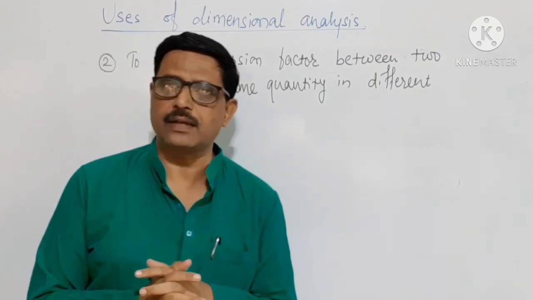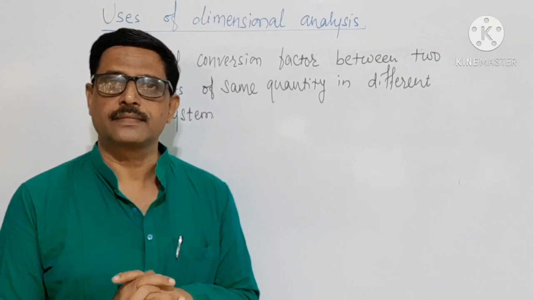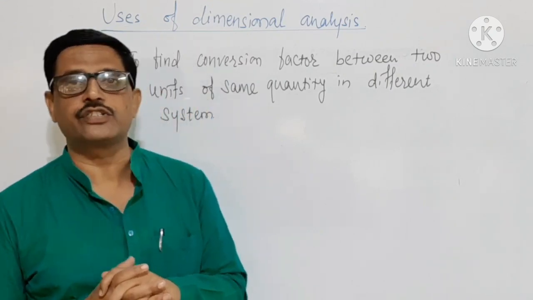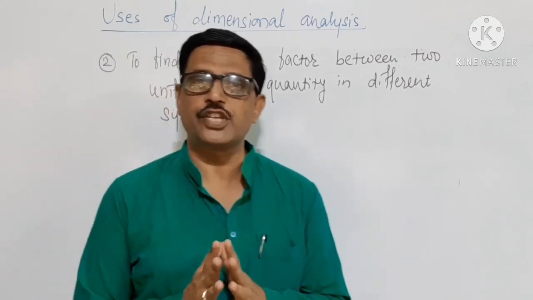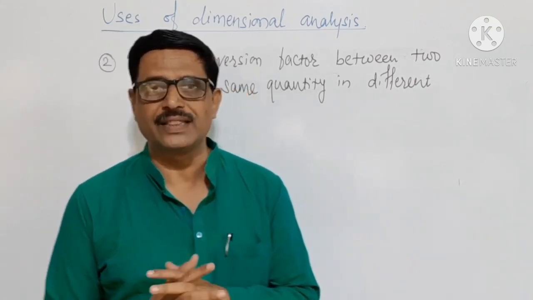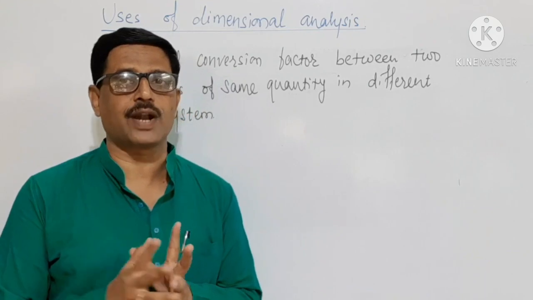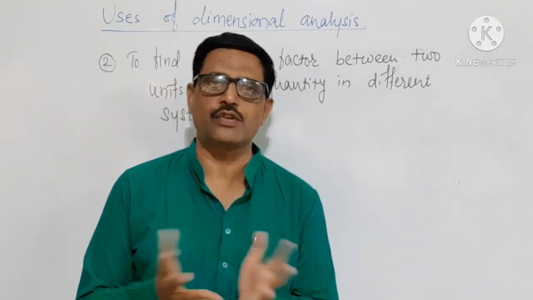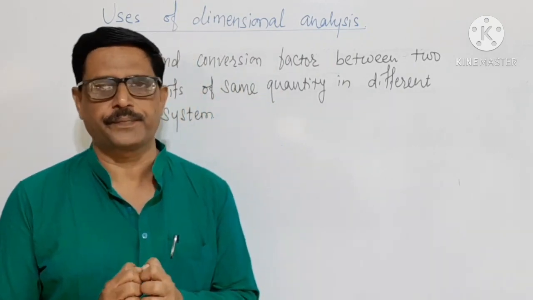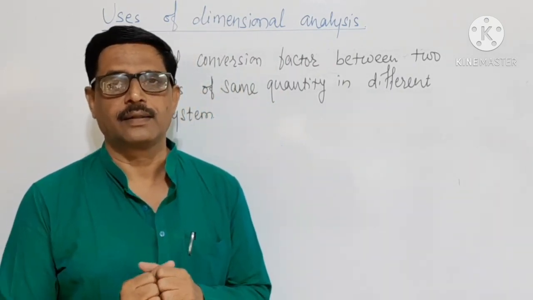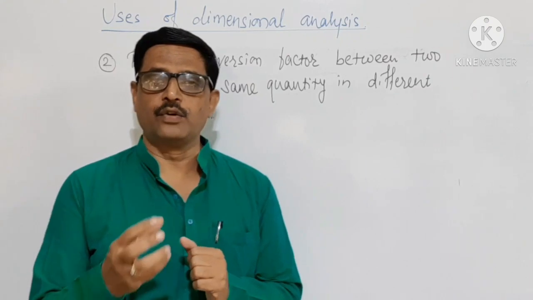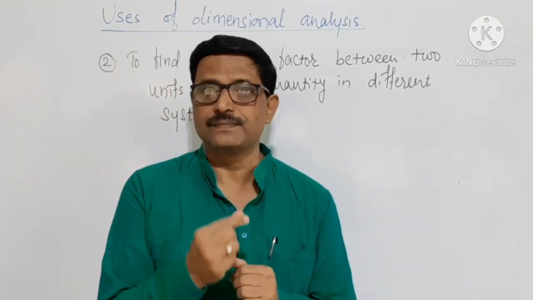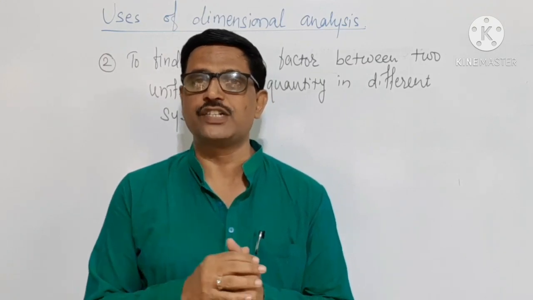In a similar manner, the unit of mass in CGS system is gram, and the unit of mass in MKS system is kilogram, and we know that 1000 gram is equal to 1 kilogram. Therefore, the conversion factor is 1000, that is 10 to the power of 3. Now, this is about the conversion factor of the fundamental units.